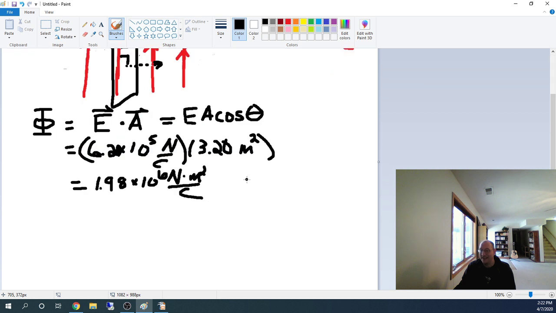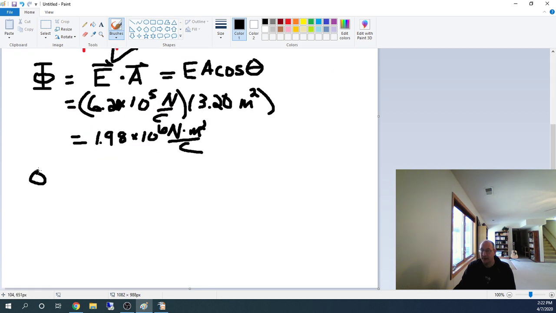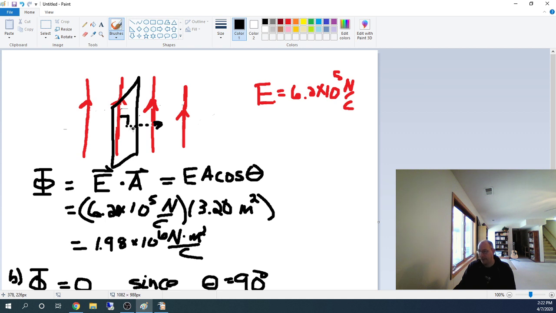The cosine of 90 is 0, so the flux for part B, I should put just part B here. So for part B, the flux would be 0, since theta equals 90 in this case. Or another way to put it is the electric field vector and the area vector are perpendicular to one another.